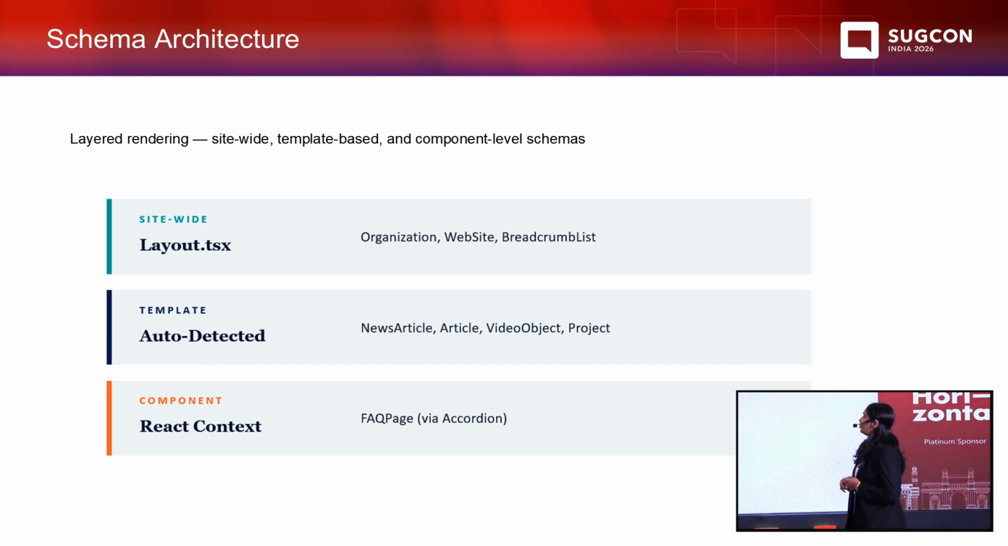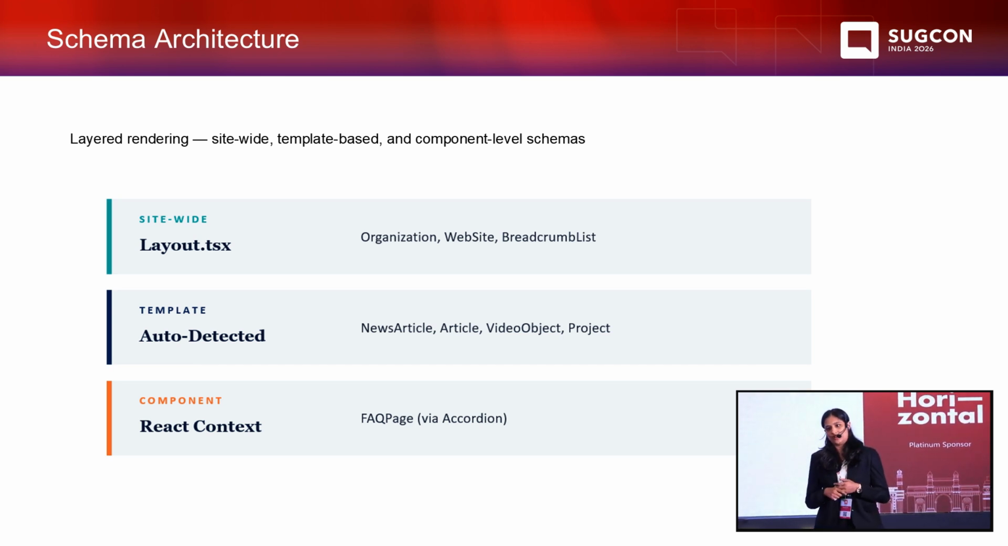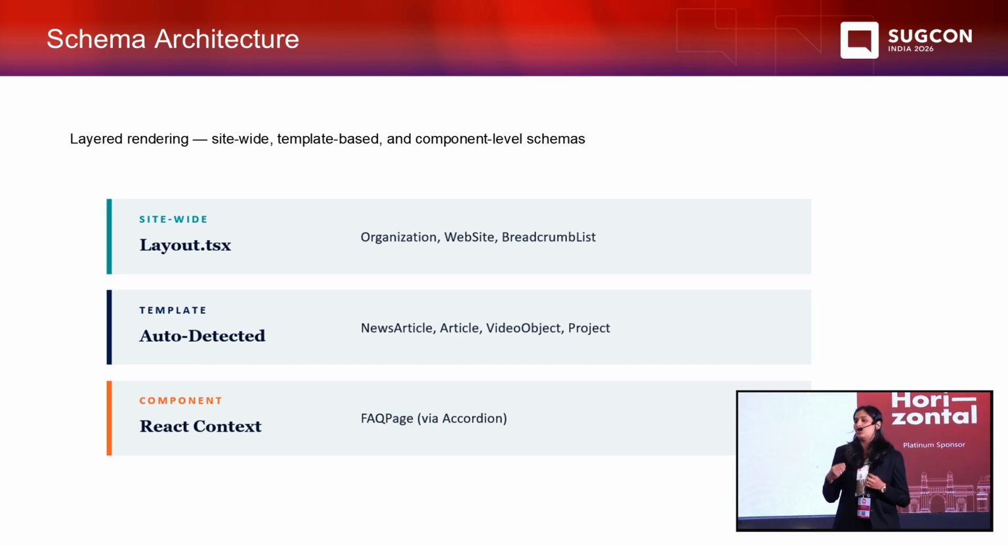So basically it is auto-detected. For example, for the news page, article page, video page, and project page, it will auto-detect the template and pull the data automatically, and we will get the schema based on the page level.